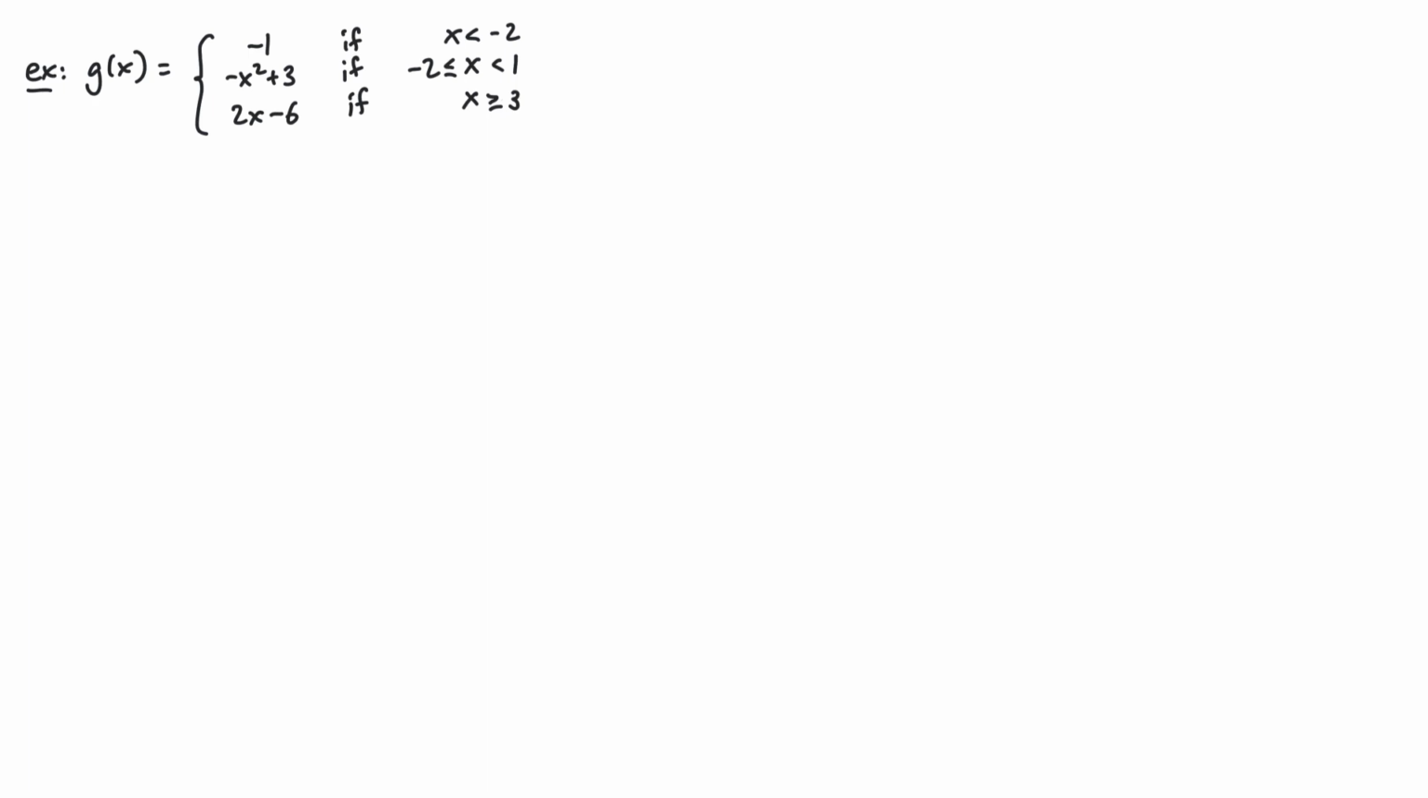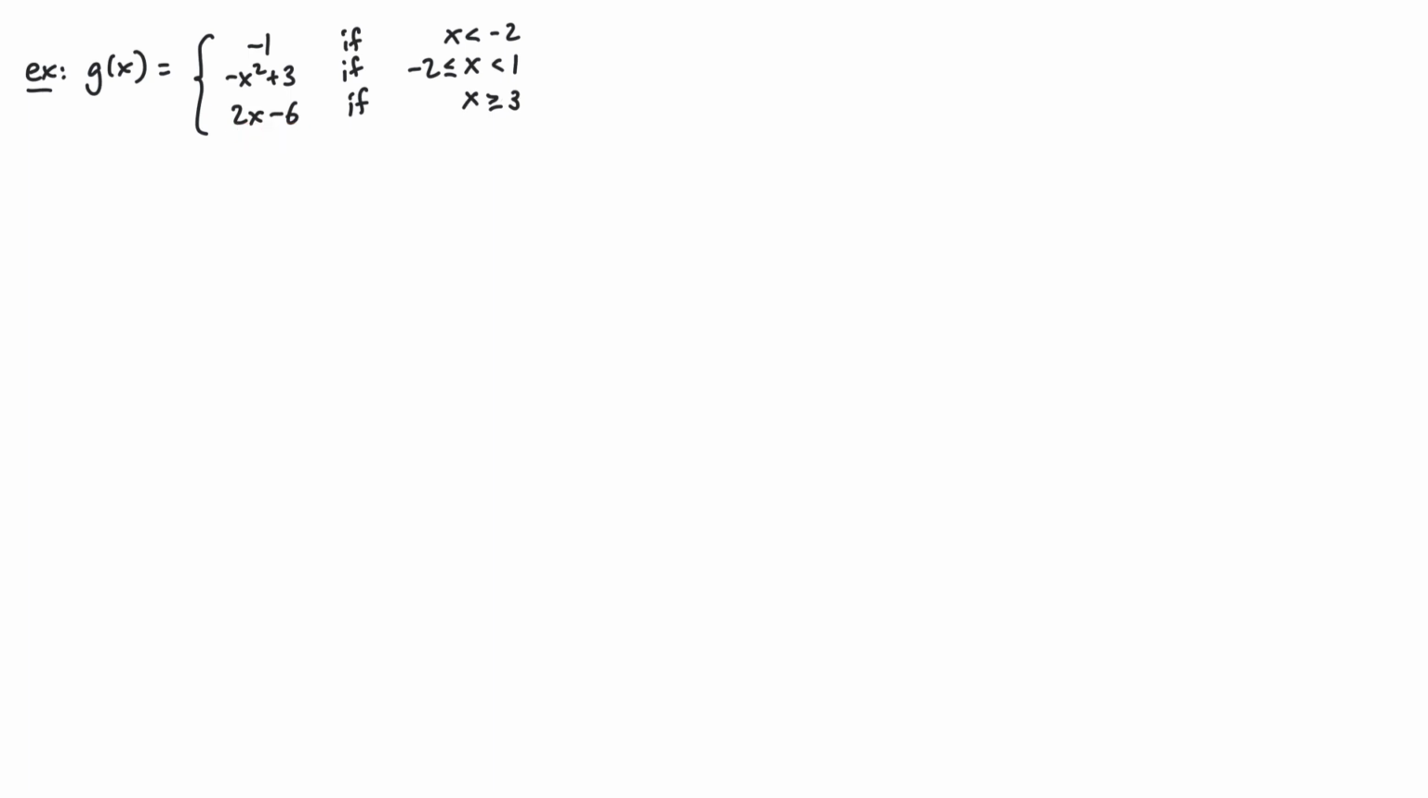In this example, we're working with a function named g. The output of our function depends on the x value. If our input is less than -2, the output is -1. If my input x is between -2 and 1, the output is -x² plus 3. And lastly, if my input x is greater than or equal to 3, then my output is 2x minus 6.